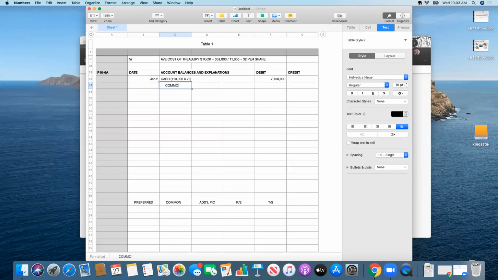Credit common stock. 110,000 shares times the par value. The par value of the common is $1 a share. So that's $110,000.